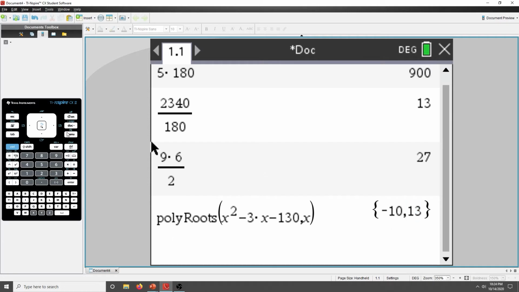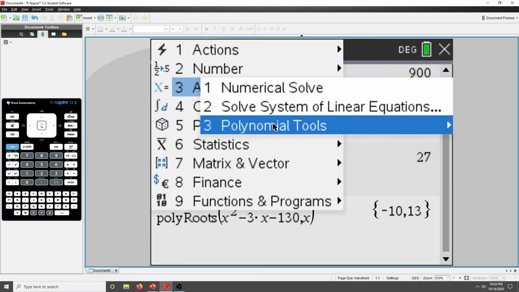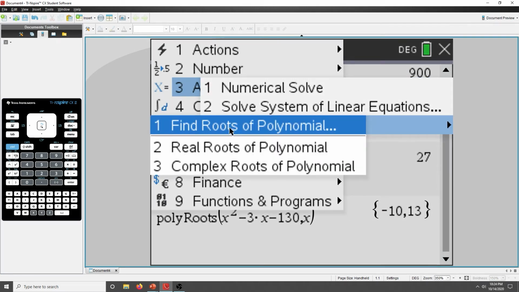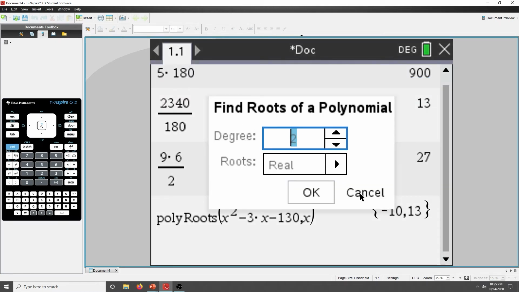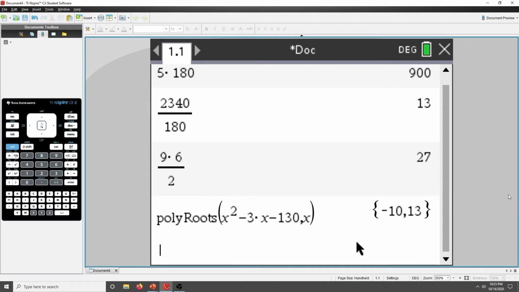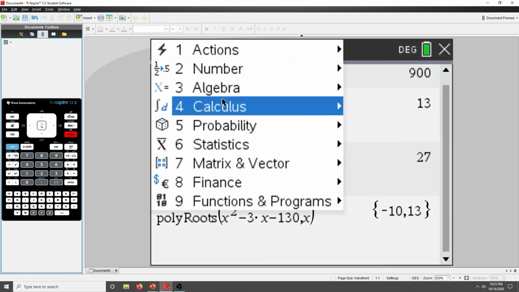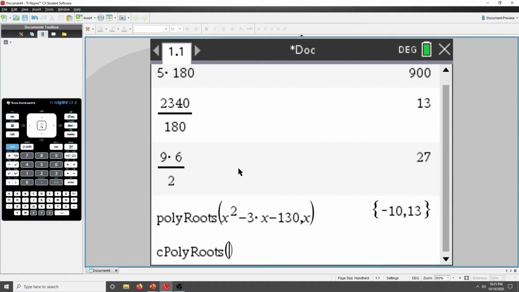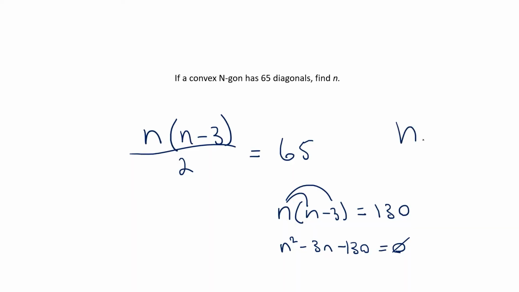And again, that is menu, algebra, polynomial tools, find roots of a polynomial. That's where I click twice by accident, and you'll get here. You can also click find real roots. But then it doesn't give you that little menu to fill out. So you probably want to stick with that other thing because it's a lot easier. All right. So in this case, n equals 13.